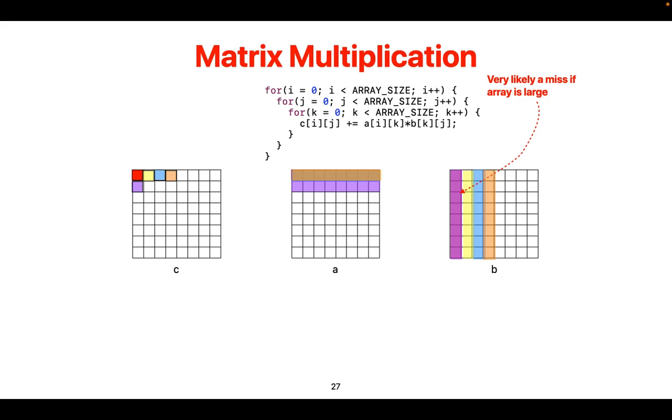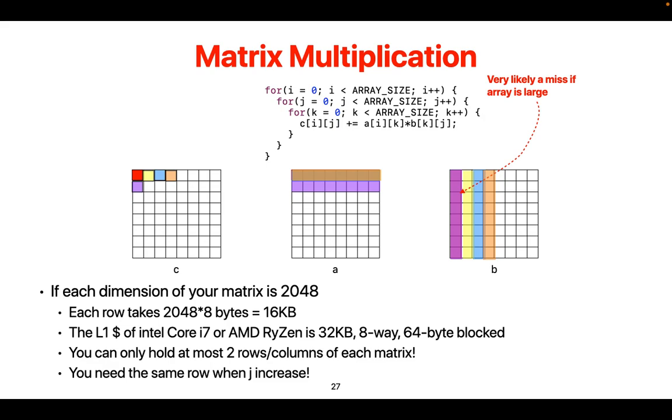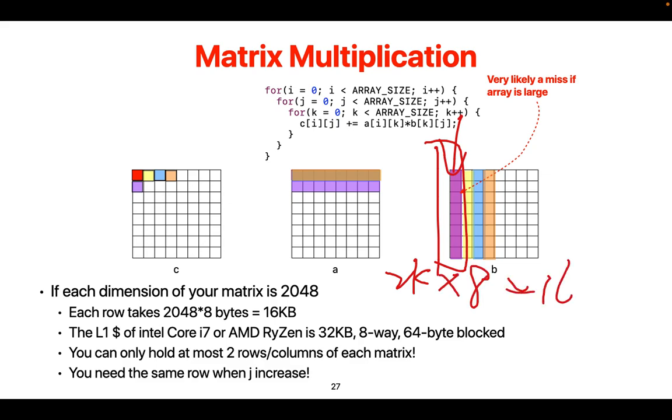Now, assuming I have a really large dimension, like 1k, remember each time I am fetching a column, it's not only 1k. Let's forget about the block size and simply look at the size. If I have 2k elements, each column itself is already 16k. So what does that tell you? Simply two columns is good enough to kick out everything that you store in the cache. Agree? Two rows, two columns is going to kick out everything.